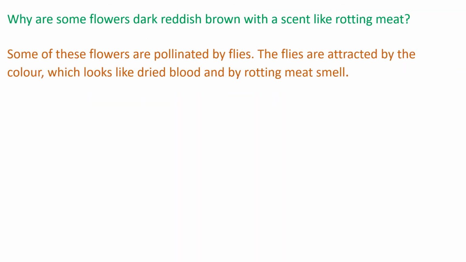Why are some flowers dark reddish brown with a scent like rotting meat? Some of these flowers are pollinated by flies. Some flowers are of this color, reddish brown with a scent like rotting meat, so that they can attract more and more insects, and the insects help to spread the pollen. The flies are attracted by this color which looks like dried blood, and by the rotting meat smell, which helps to spread the pollen.